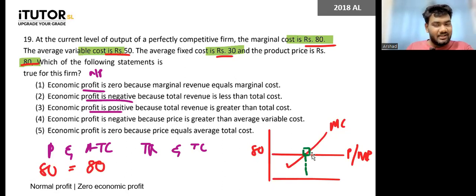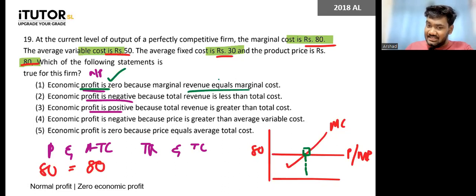Can I go with answer number 1? Economic profit is zero because MR equals MC. Can I go with answer number 1? Economic profit is zero. Correct.